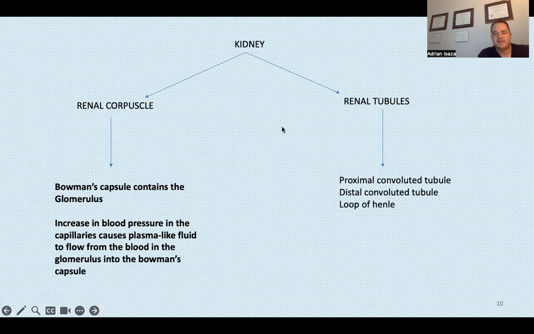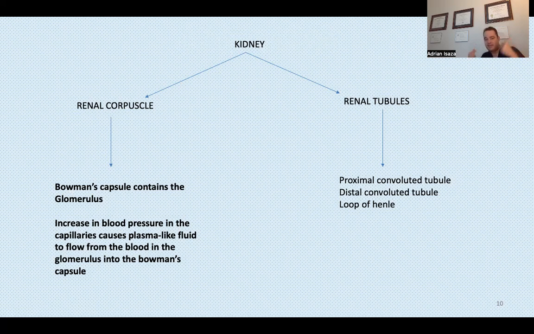Renal corpuscle, as I just broke it down, Bowman's capsule contains the glomerulus, and an increase in blood pressure in the capillaries causes a plasma-like fluid to flow from the blood in the glomerulus into Bowman's capsule. So a plasma protein would be albumin, and this is critical because in renal failure, specifically nephrotic syndrome, you do get albumin in urine, right? So that's important for that reason.